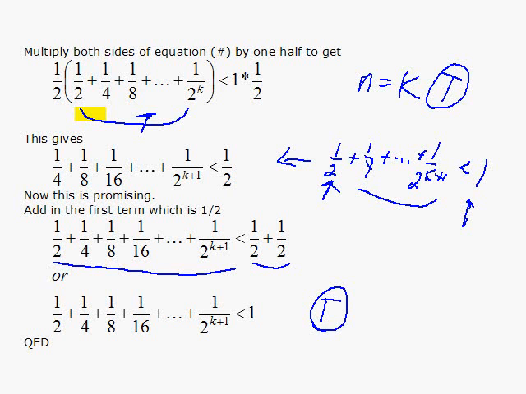QED is a Latin abbreviation that you can write at the end of proofs. It means that which was intended to be proved has been demonstrated. People don't do it as much as they used to. Sometimes they write other symbols at the bottom, but that's what QED means. And there's a note on it in the written lectures.